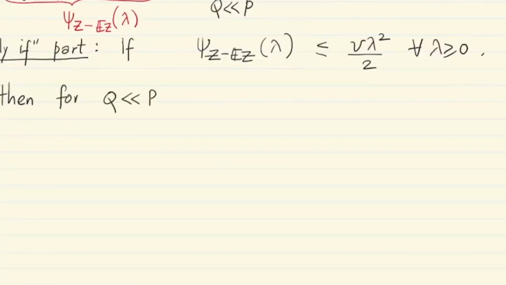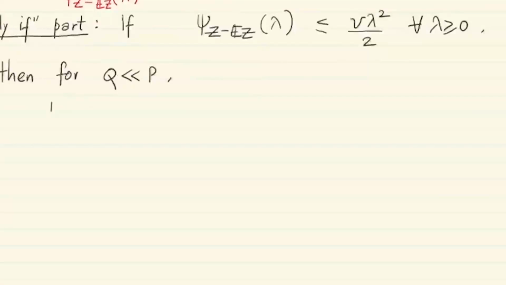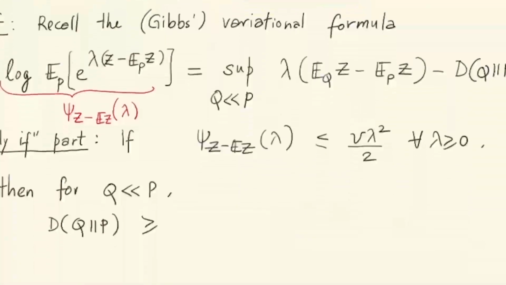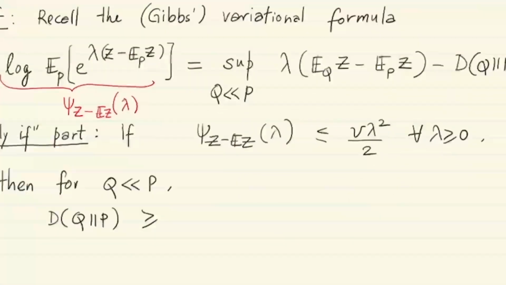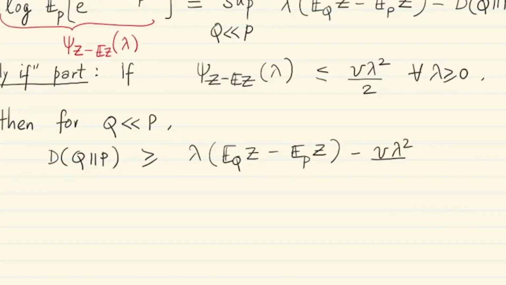for Q absolutely continuous with respect to P, we can use the Gibbs variational formula to give us that D(Q||P) is greater than or equal to the following. Since the log moment generating function is the supremum of this, we can always apply this for any Q absolutely continuous with respect to P, and we will only get a quantity that is lower than the log moment generating function, and we can rearrange terms algebraically to get that D(Q||P) is at least lambda times (E_Q[Z] minus E_P[Z]) minus v lambda squared by 2.